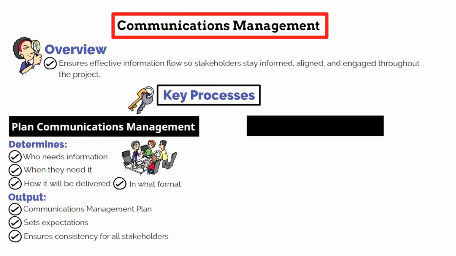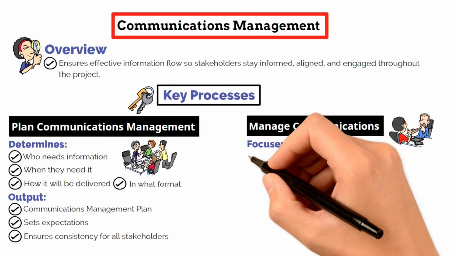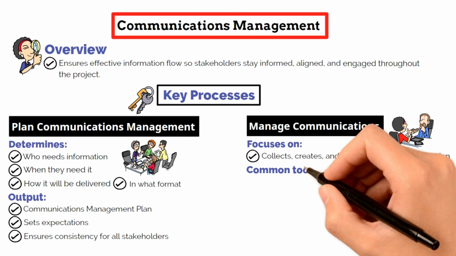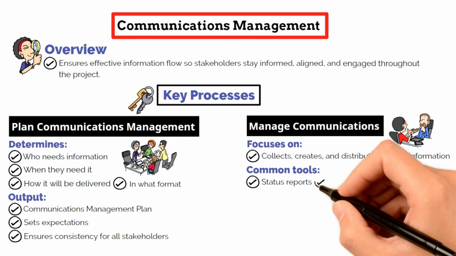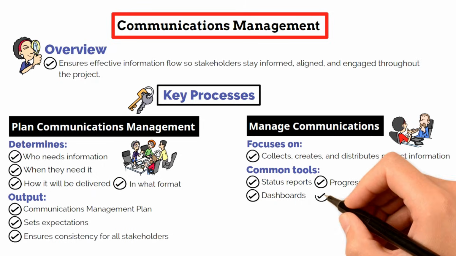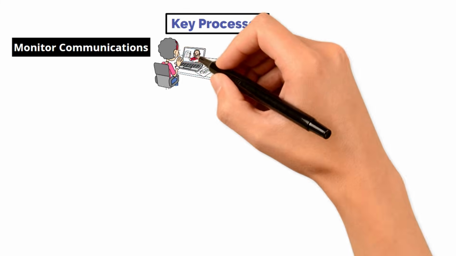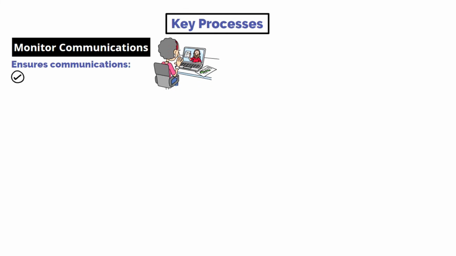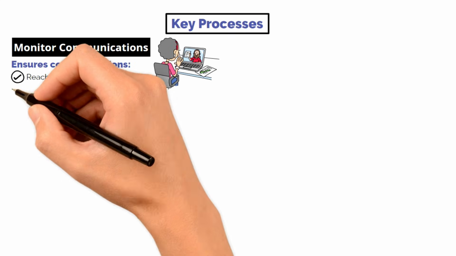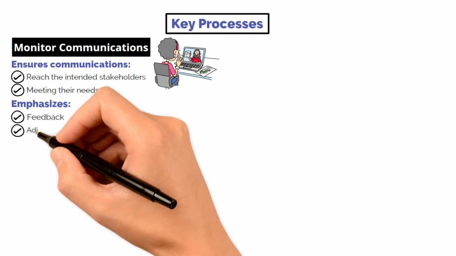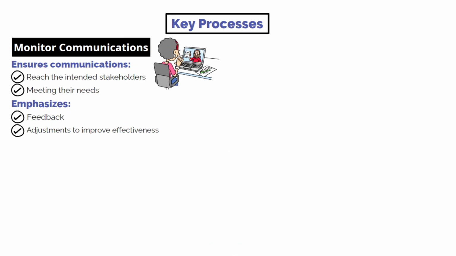The next process is managed communications, which is about collecting, creating, and distributing project information. The project manager uses tools such as status reports, progress reports, dashboards, and meetings to keep stakeholders informed. The third process is monitor communications, which ensures that the information being shared is actually reaching the intended stakeholders and meeting their needs. This step emphasizes feedback and adjustment to maintain effective communication.